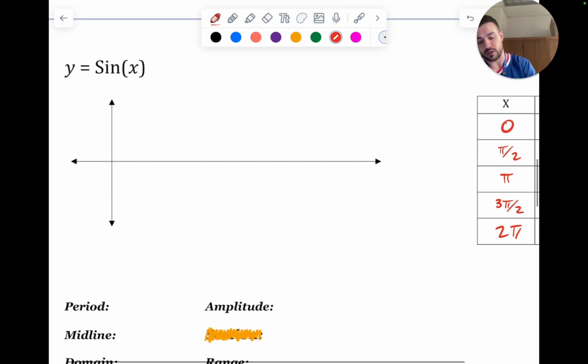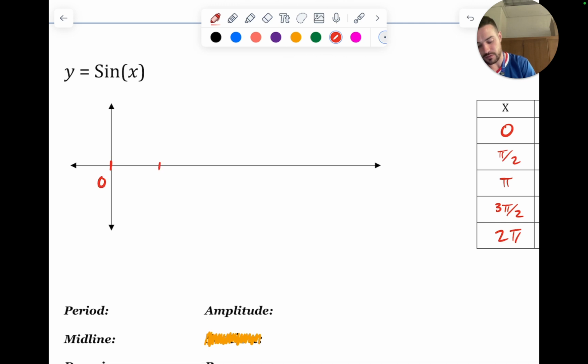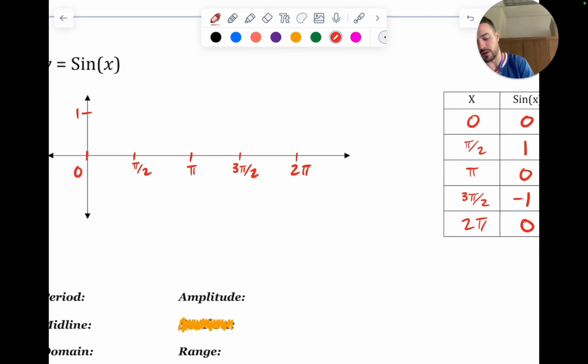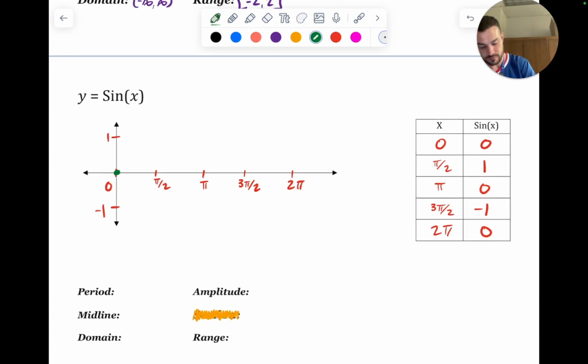Just like before, I can go ahead and graph. Got 0, pi over 2, pi, 3 pi over 2, and then 2 pi. Our y-axis are outputs, so we really range from 1 to -1, and now I plot my points. Maybe I should draw that a little bit better for us. So this is the graph of sine.